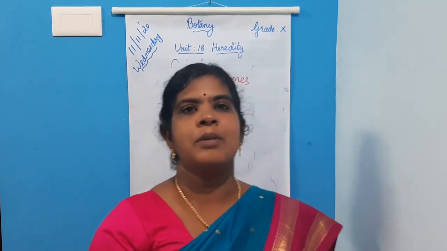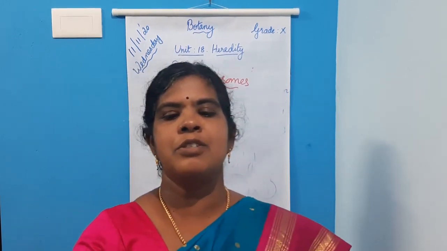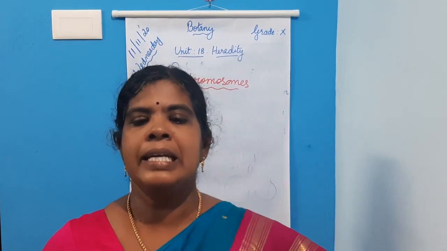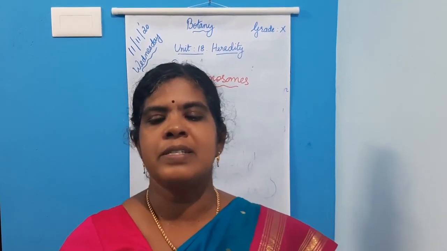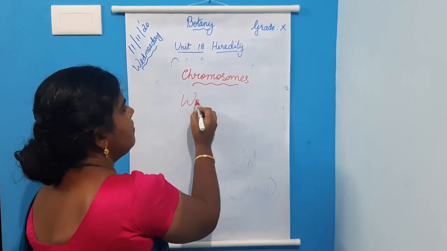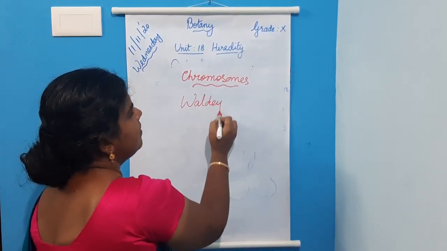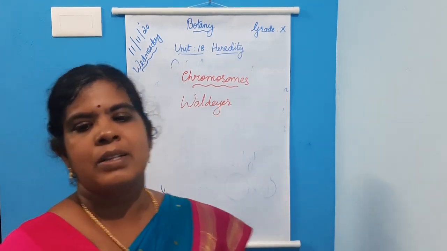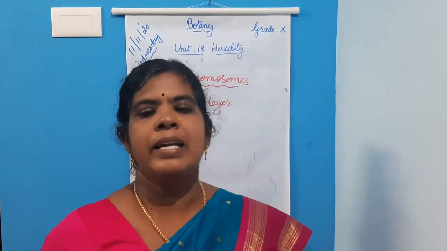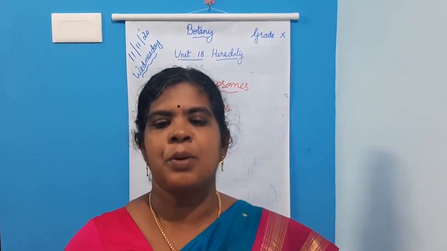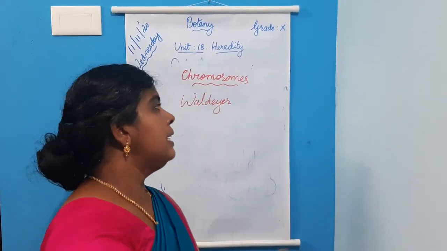Chromosomes. The term chromosome was first introduced by Waldeyer in 1888. Who coined the term chromosome? Waldeyer, in 1888. Chromosomes are highly condensed structures which are packed with chromatin fibers or with the DNA.